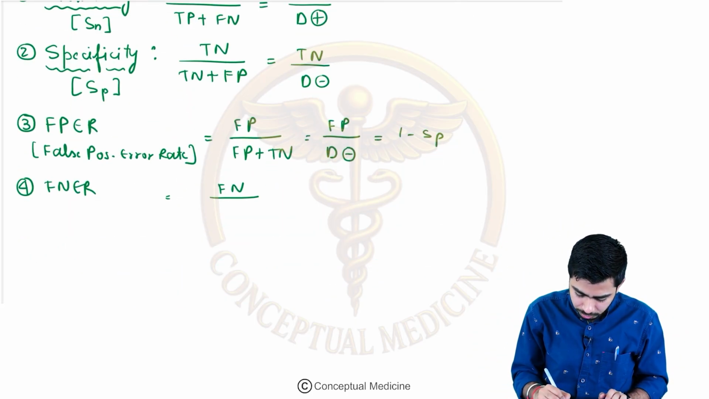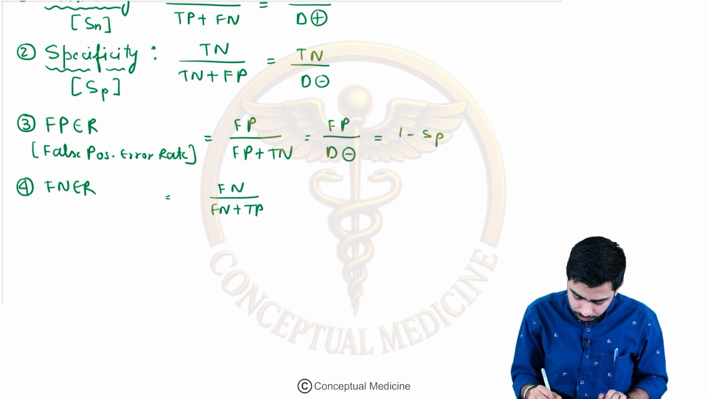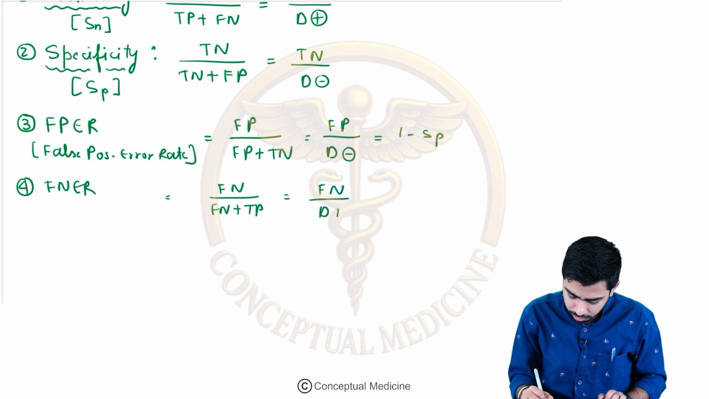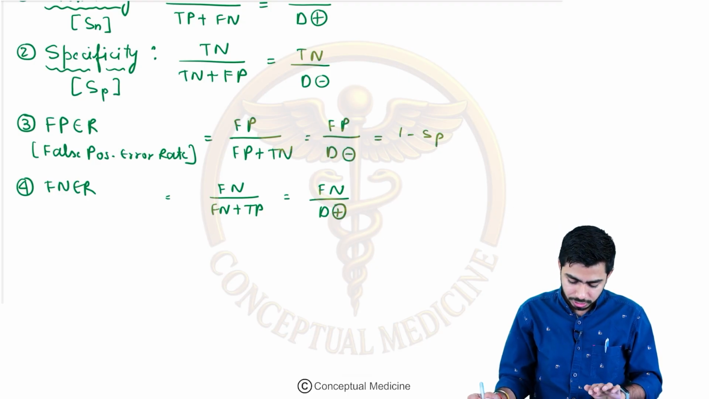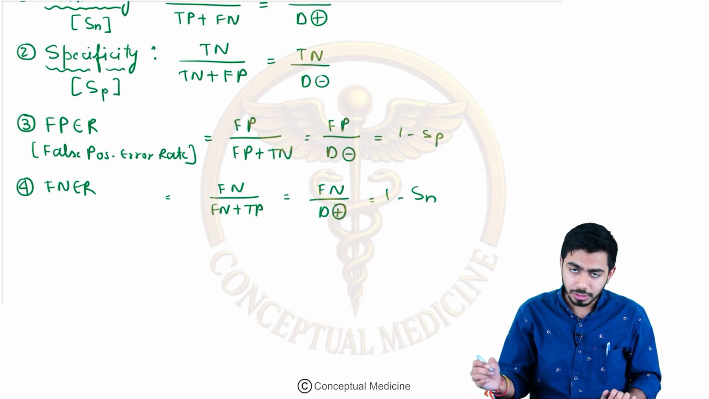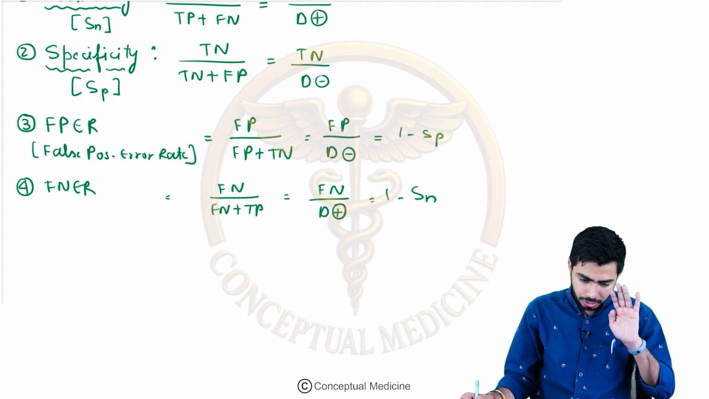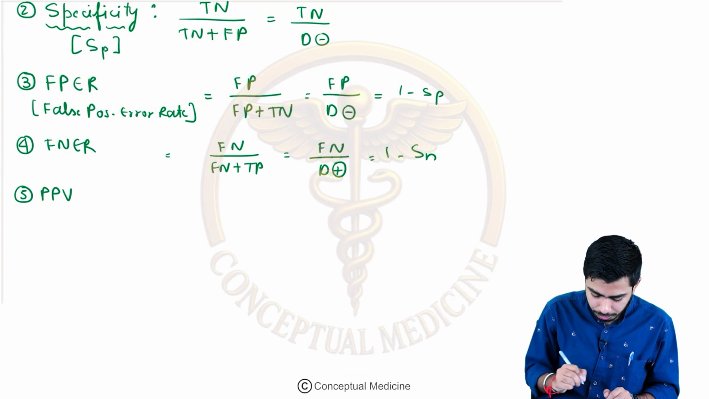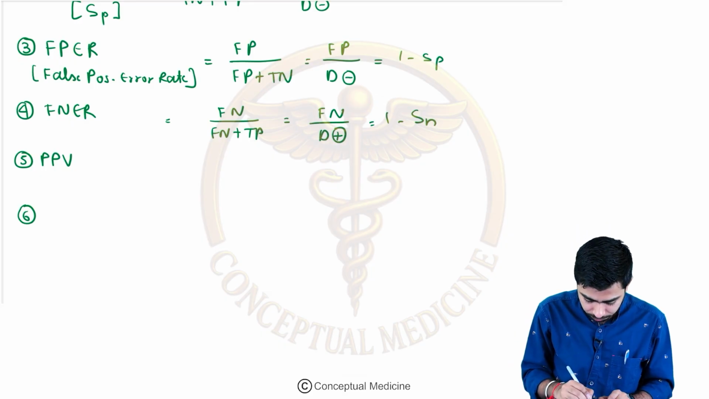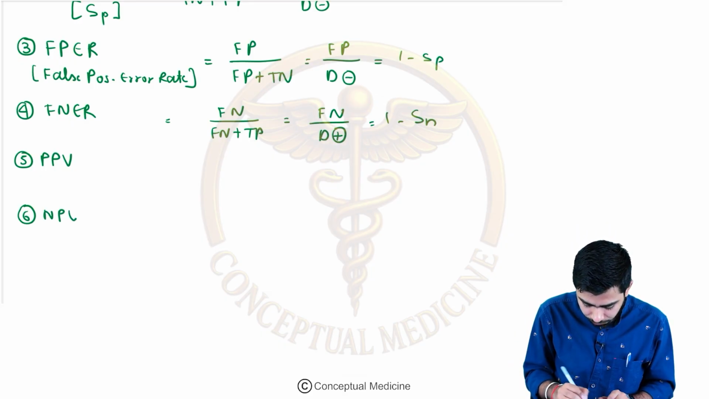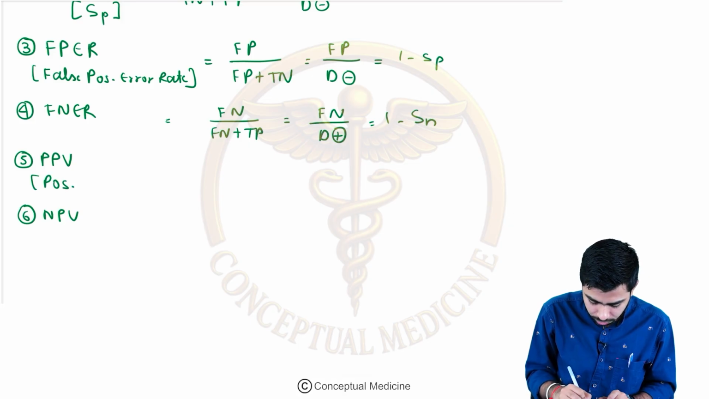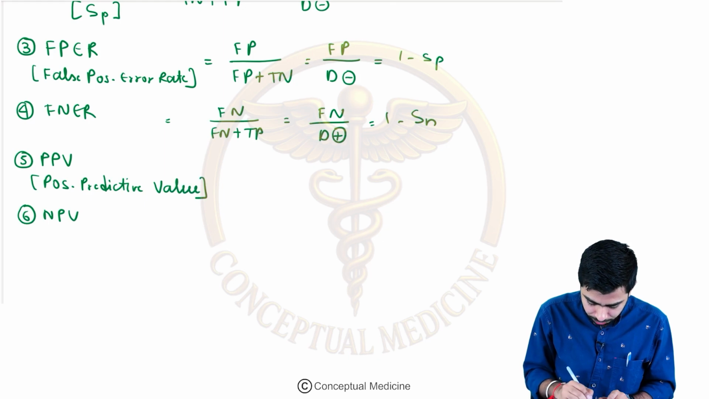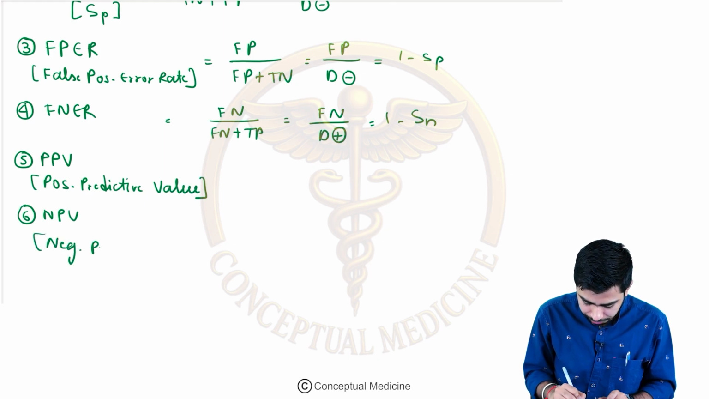So false negative divided by false negative plus true positive, that will become false negative divided by disease positive. Okay, and this is just inversely proportional to the sensitivity. Okay, right. Now two more formulae I am going to derive over here, that is PPV, and the sixth one that would be your NPV. So PPV is your positive predictive value and this would be your negative predictive value.